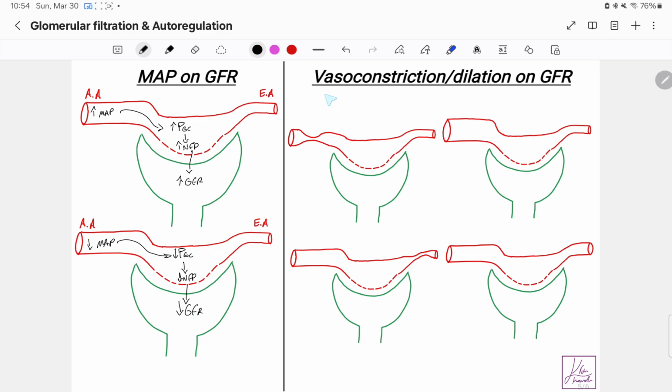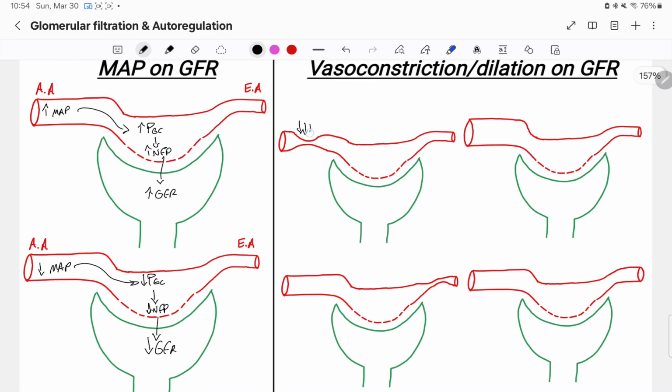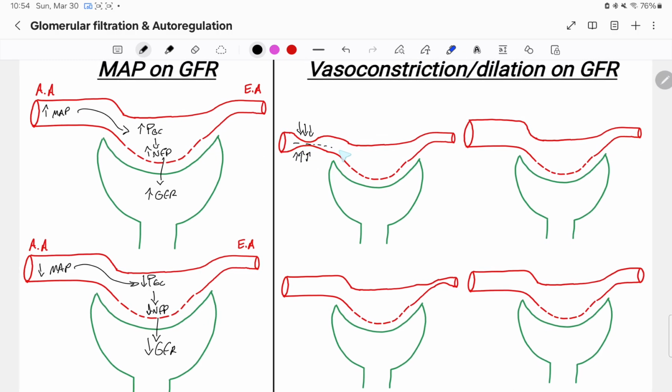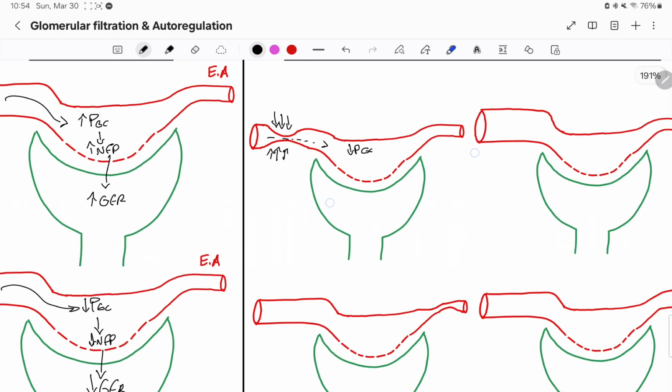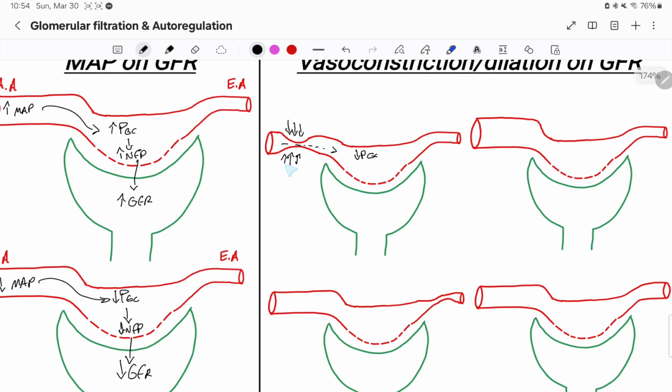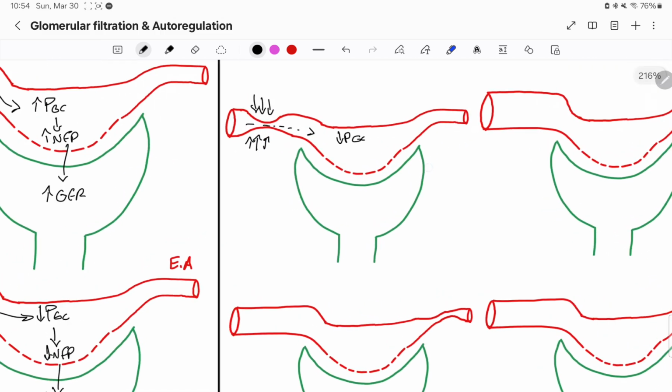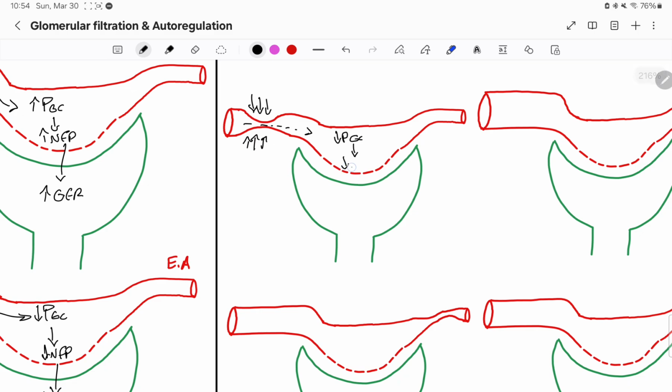Now, the other thing is vasoconstriction and vasodilation. If you were to, for example, vasoconstrict the afferent arteriole, a lower amount of blood will be able to get in here. And if low amounts of blood get in here, that will cause the lowering of the hydrostatic pressure inside the glomerular capillaries. Remember, without any change to the mean arterial pressure, all I'm doing is just vasoconstricting. This will cause a lower net filtration pressure, which will lower the glomerular filtration rate.